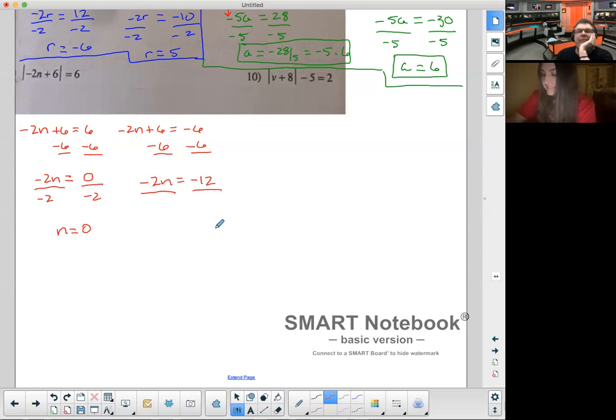So then it's negative 12 divided by negative 2. Excellent. And a negative divided by a negative is positive.